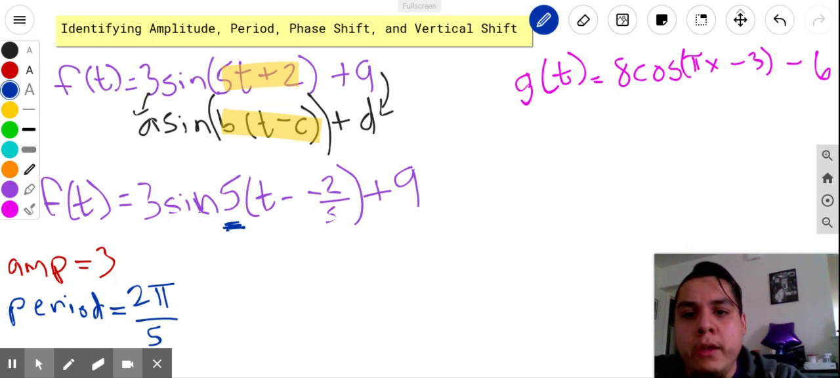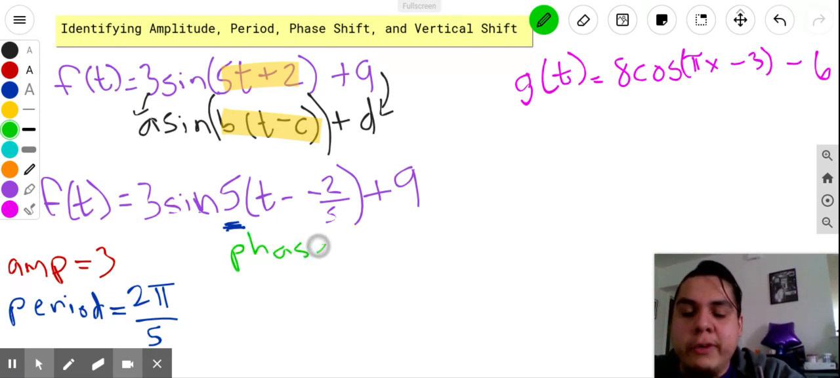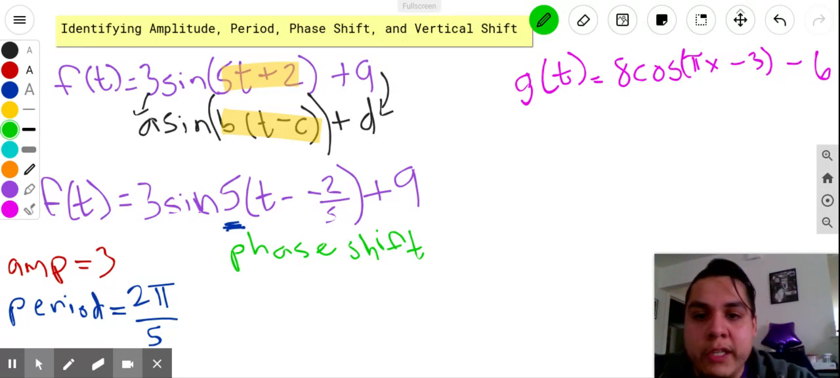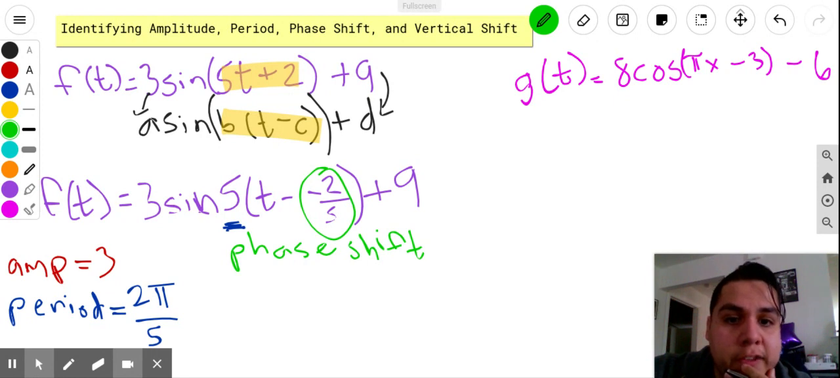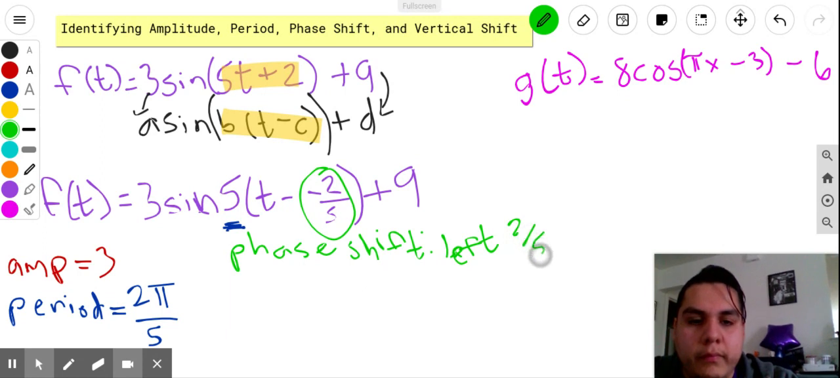All right. And then we got the phase shift. So the phase shift is telling me how the graph is moving. So phase shift, got to make sure I put that F there, otherwise it's not a good word. All right, so since I was able to rewrite in this form, I noticed this is my phase shift. It's a negative 2/5. So that means it's moving left two-fifths.